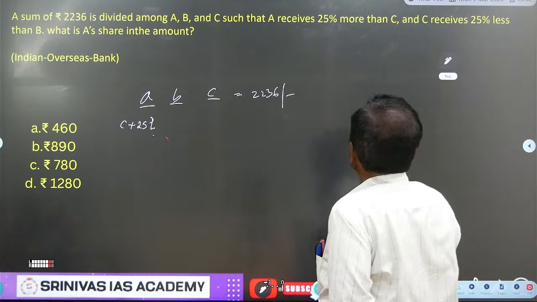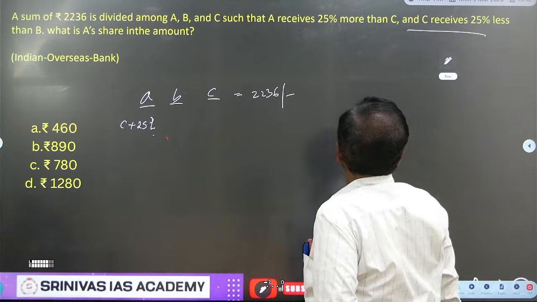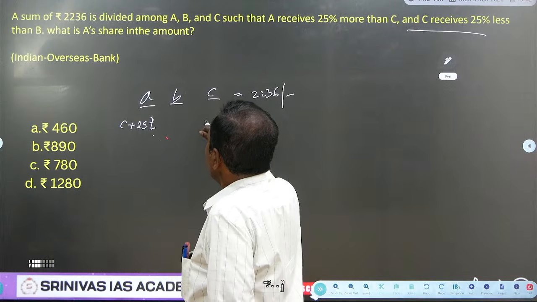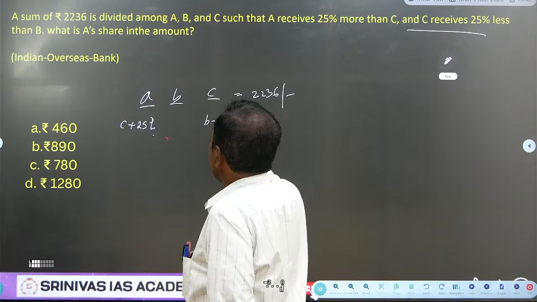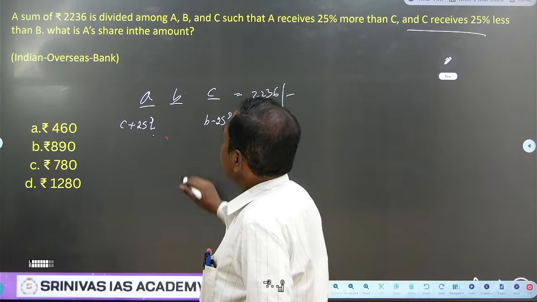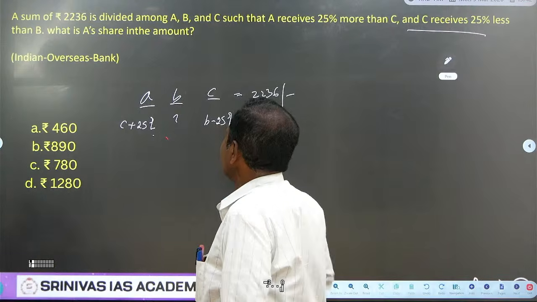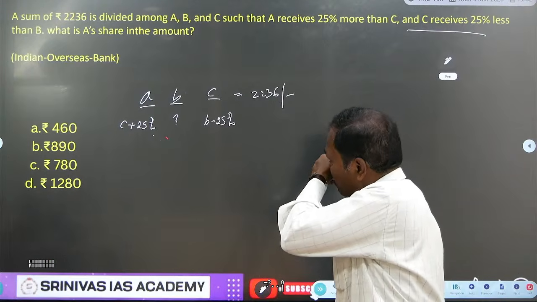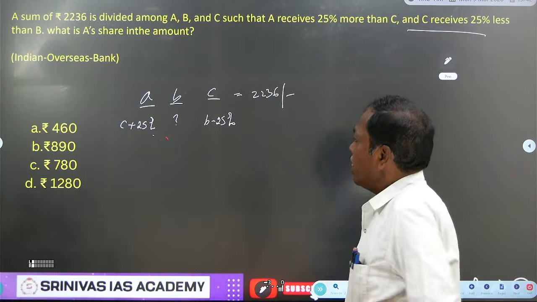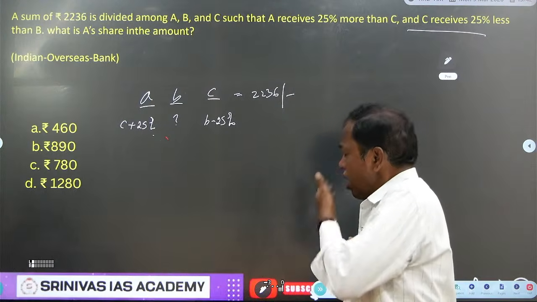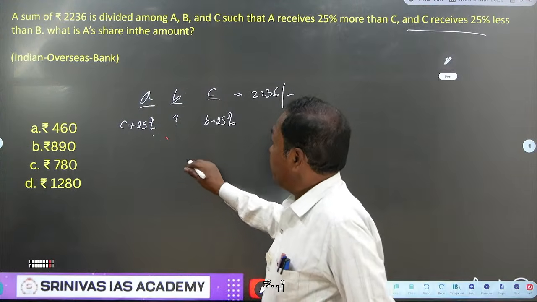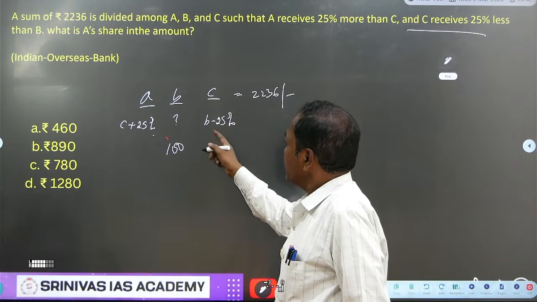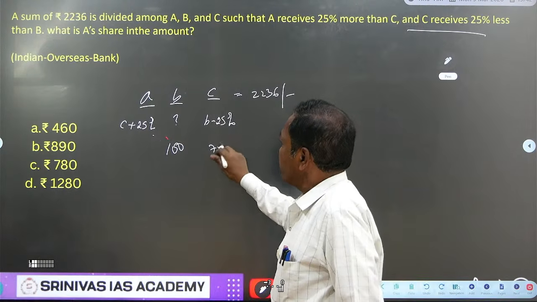Next, C receives 25% less than B. B minus 25%. C is not given. B is not given. That's right. Okay, how much can you keep? Let's see, 100. Let B be 100. If you keep 100, 25% less than B means 75 will come.